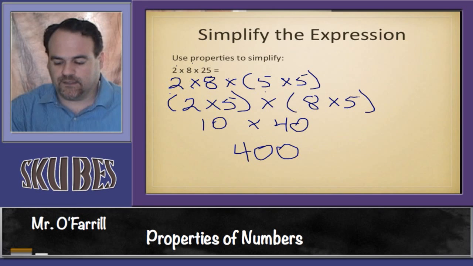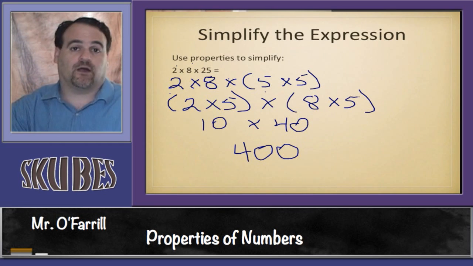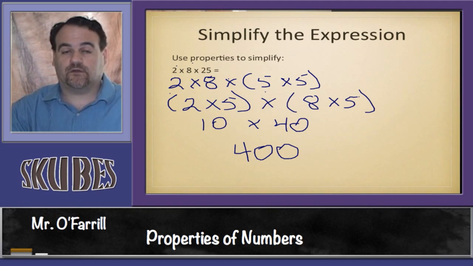I'm not pleased about the idea. I mean, you could, but it would take forever. So we split up the 25. 2 times 5 is 10. 8 times 5 is 40. 10 times 40, 400. Problem's done, and we did it in our heads. And that concludes our lesson on the properties of numbers.